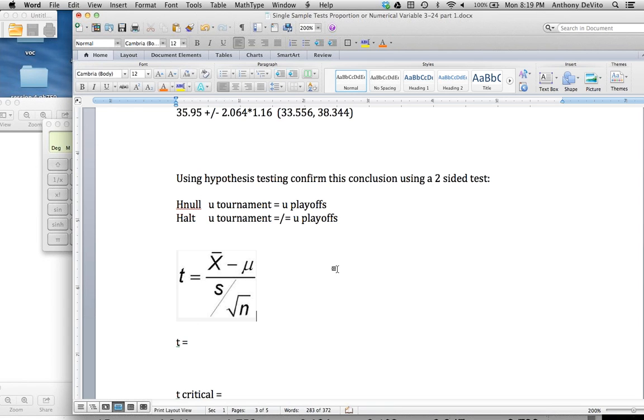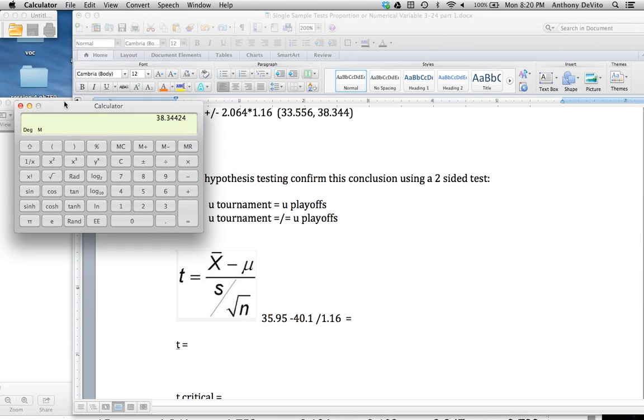I calculate my t-score. My t-score is going to be equal to x bar, which is 35.95 minus 41, divided by my standard error, which came out to be 1.16. Okay, it's going to be equal to, let's see, 41 to be 5.05? Oh, 40.1. 40.1. Okay, not so simple now.